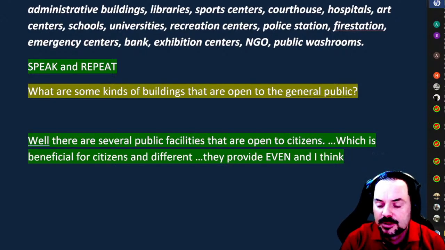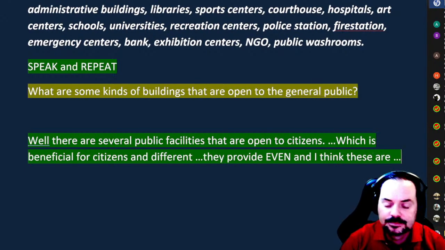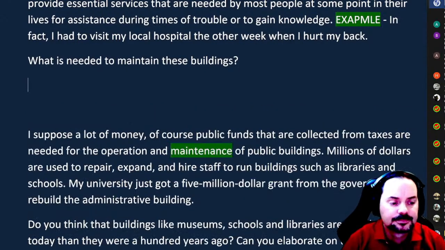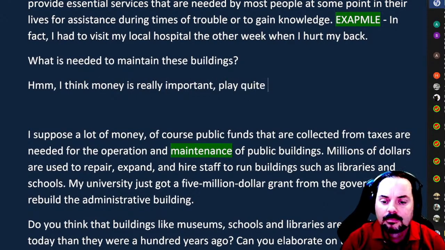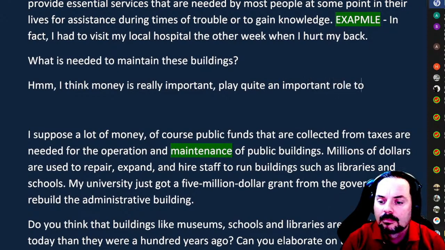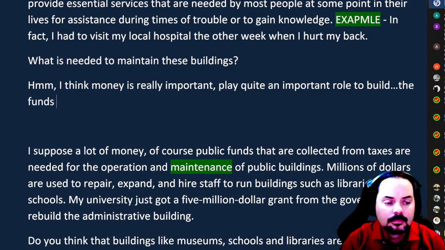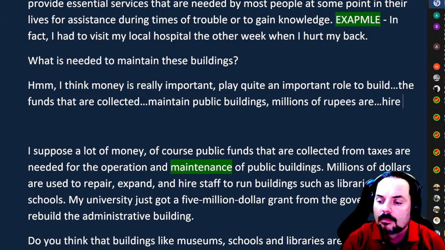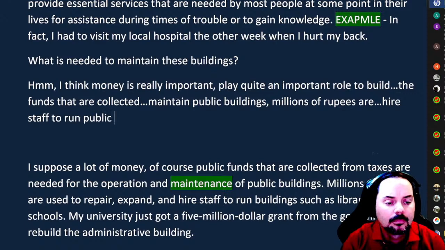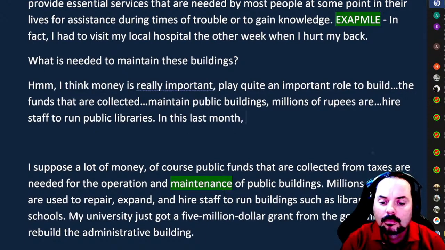How can governments maintain these buildings? I think money is really important, and plays a really vital role in building public buildings. The public funds that are collected from taxes are needed for the operation and maintenance of public buildings, and even millions of Indian rupees are spent on repairing some public buildings and hiring staff for running libraries, colleges, and so on. In this last month, the government of India is spending a lot of Indian rupees to build more universities for students.